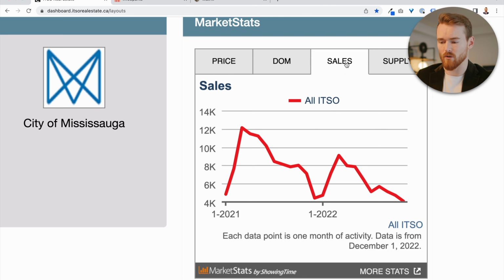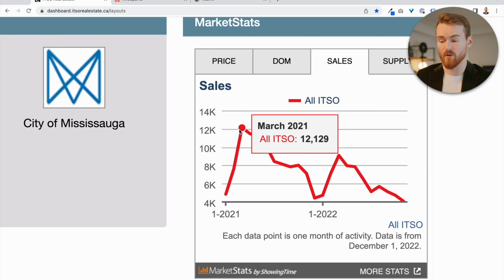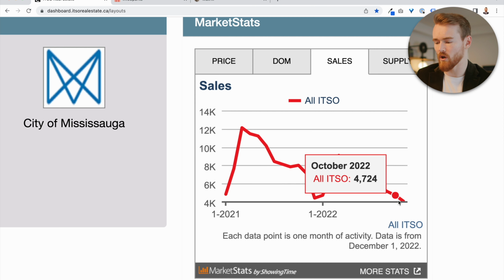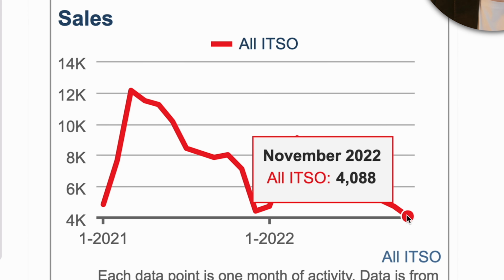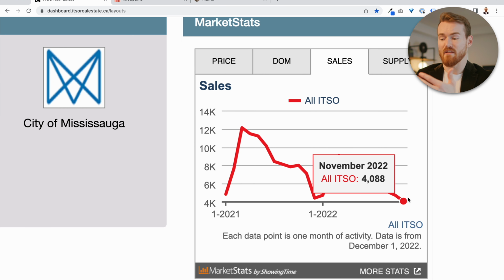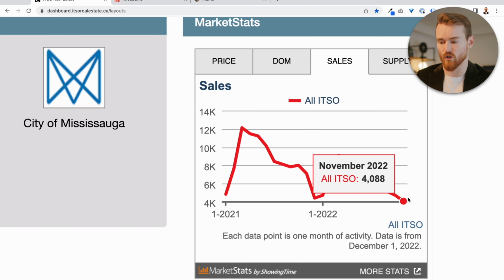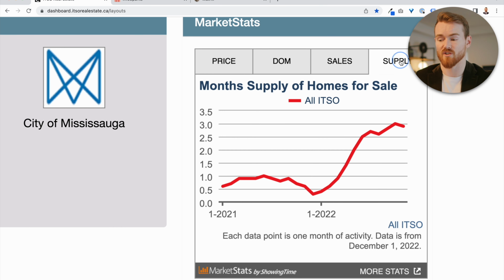Then when you're looking at sales, you can see this is how many sales actually took place. So you can see over here, there were 12,129 sales that happened from Mississauga all the way through to Fort Erie in the month of March in the year 2021, okay? If we go all the way forward to this last month, November 2022, we can see there were 4,088 sales. That is way less sales than there were in March 2021. So just looking at this graph, this is starting to help us tell a story. We want to use these charts by looking at them back to back to back and understanding their relationship with one another. So before I interpret the relationship, let's look at our fourth category, which is understanding supply.